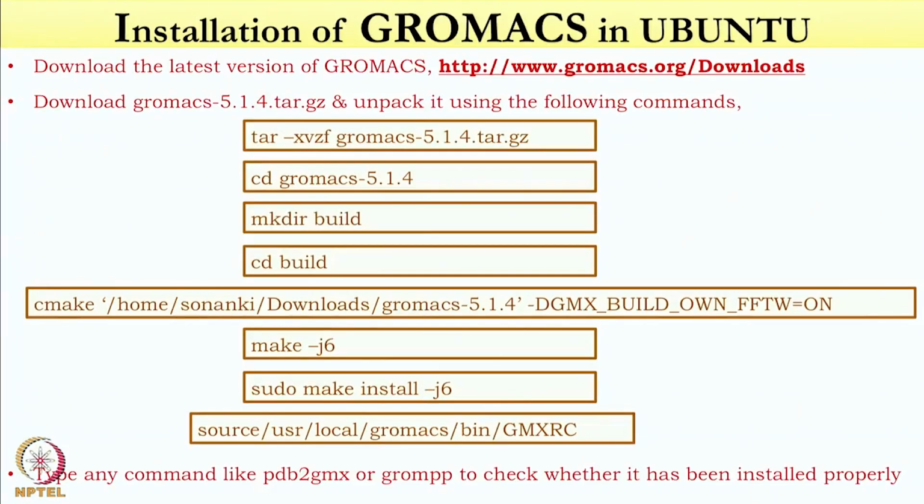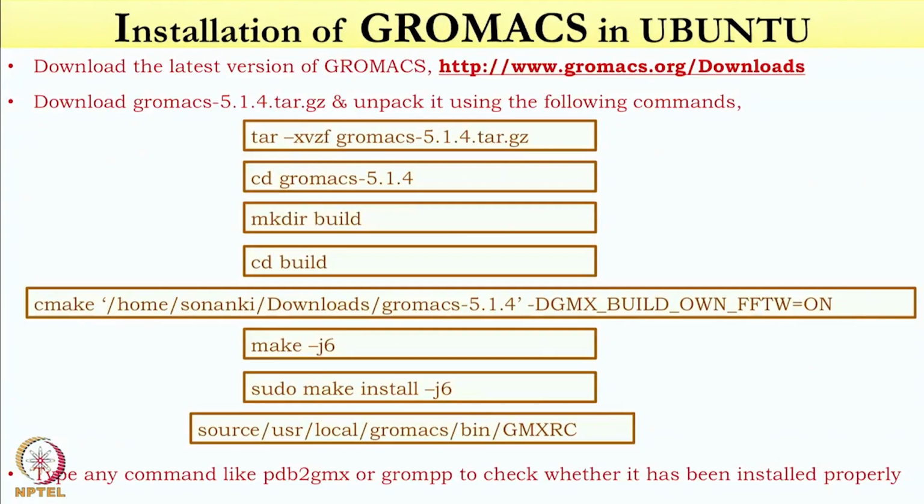Suppose in my case it was downloaded in home, then Solanki, then downloads, and then there was the Gromacs directory. So this was the folder where it was downloaded, and then you have to type space minus all in caps DGMX underscore BUILD underscore OWN underscore FFTW is equal to ON. After this, it will take two or three minutes to install Gromacs. Then you have to type make space minus j6 and then sudo make install.